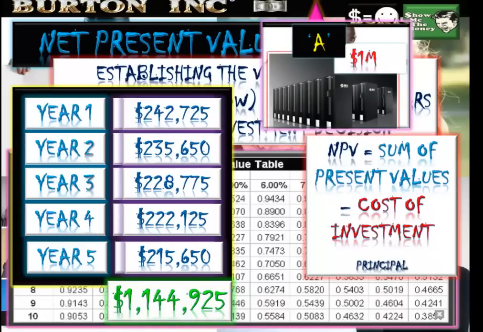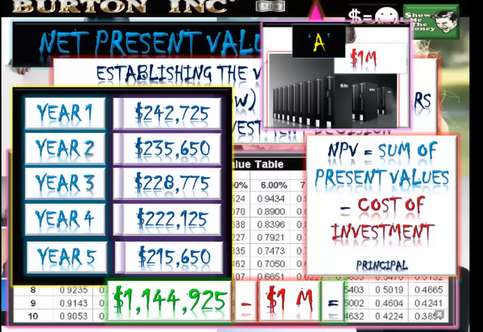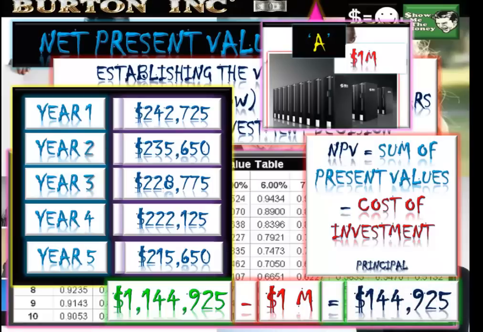The sum of our discounted cash flows across those 5 years total to just over 1.1 million. The cost of our investment, $1 million. Our net present value, therefore, must be $144,925. The higher the discount factor, the lower our NPV.